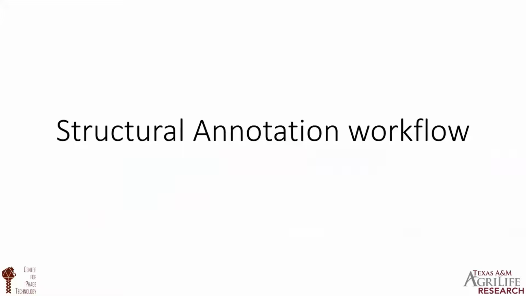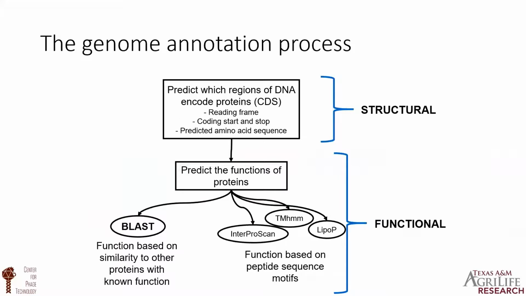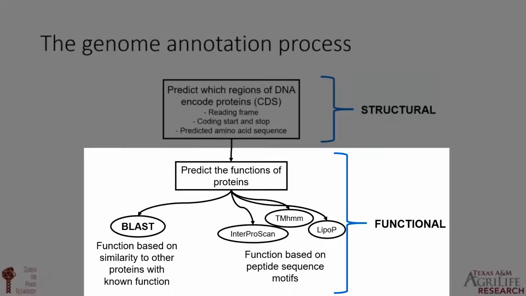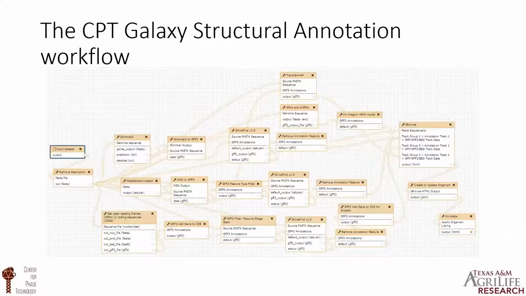The structural annotation workflow. The CPT's phage genome annotation process divides annotation into two major steps. First, structural annotation will predict the locations of protein-coding genes, tRNAs, and transcriptional terminators. The functional workflow analyzes the protein-coding genes identified during structural annotation to determine their function by a combination of similarity and conserved domain searches. This is an overview of the CPT Galaxy Structural Annotation workflow.